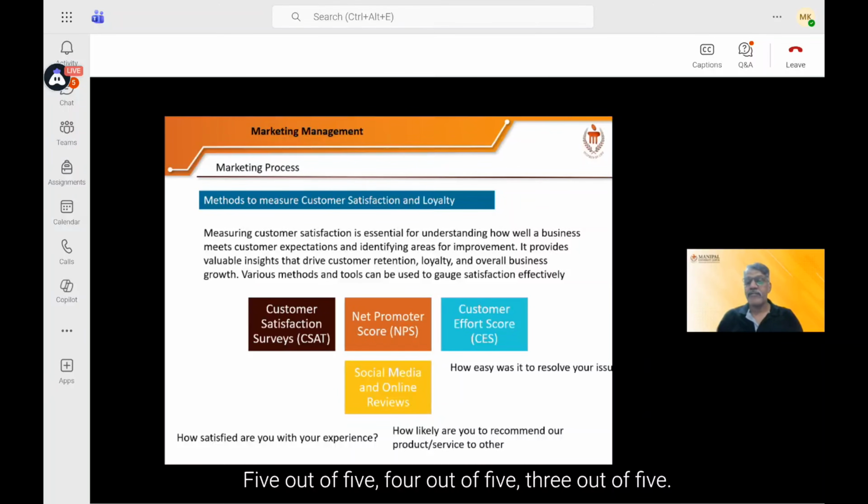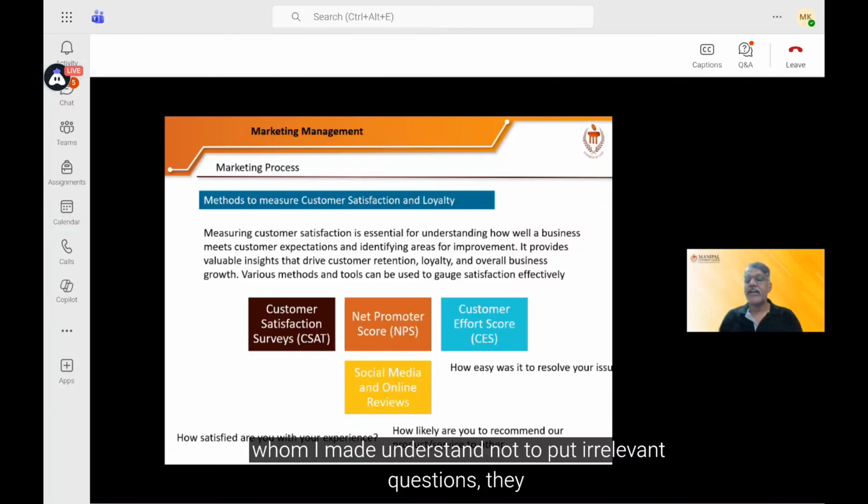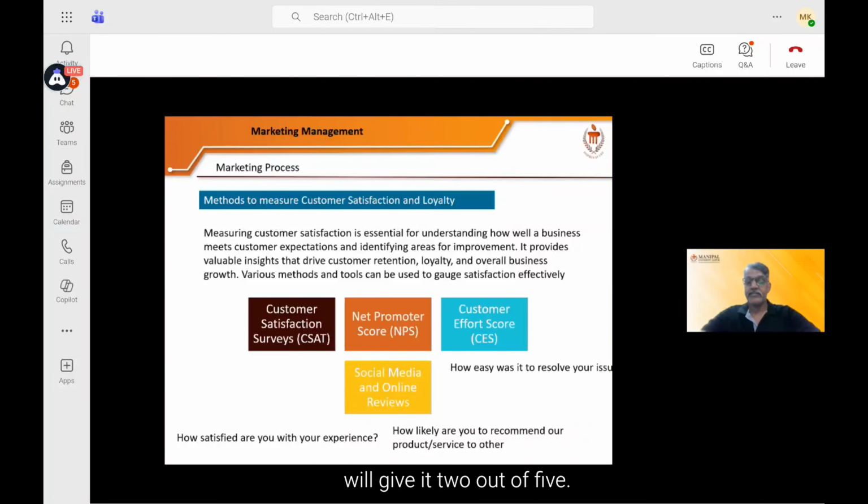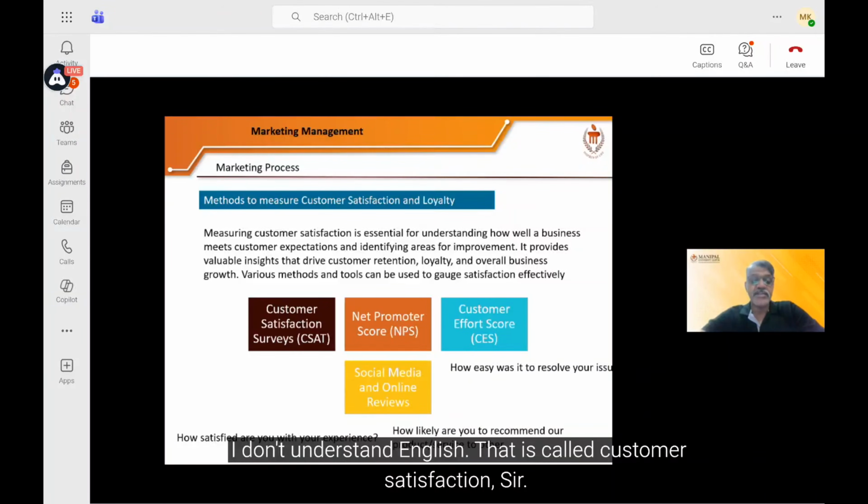5 out of 5, 4 out of 5, 3 out of 5, right? It is subjective. All those learners whose queries are cleared, they will give 5 out of 5. All those learners whom I made understand not to put irrelevant questions, they will give me 2 out of 5. So it is subjective. Are you understanding this? That is called customer satisfaction.